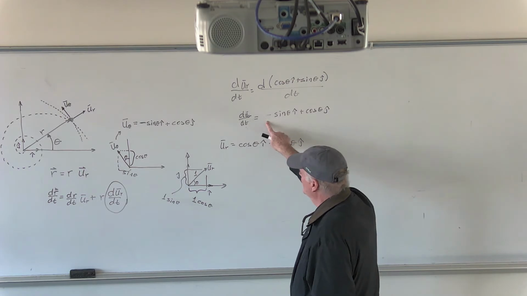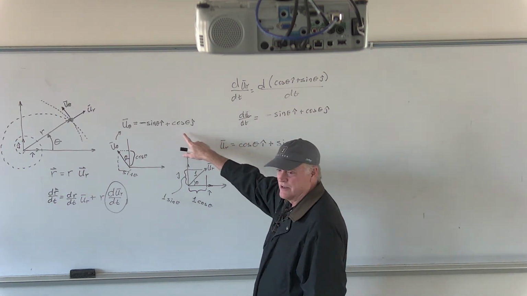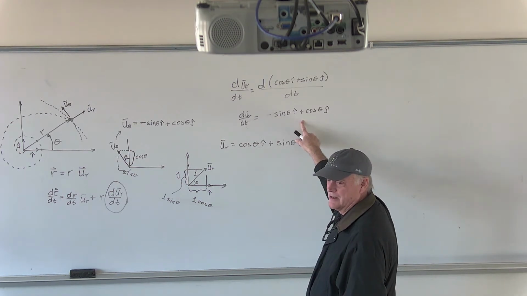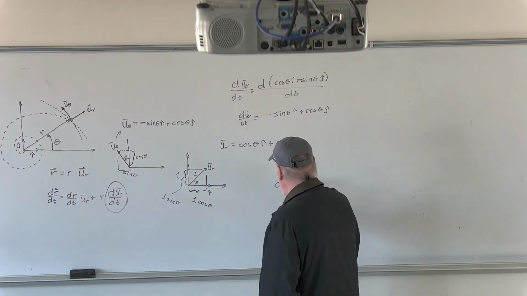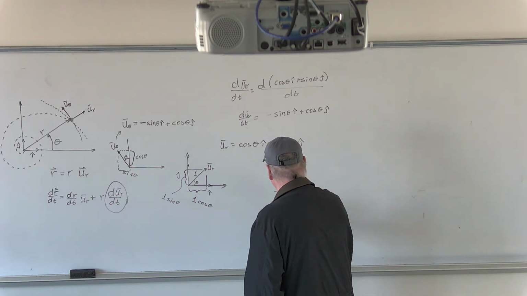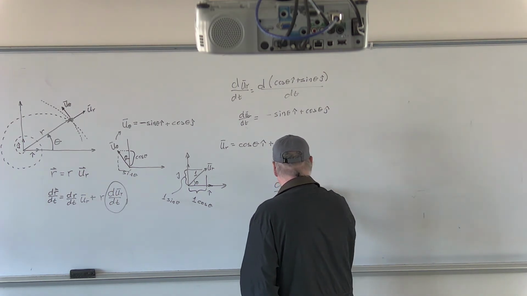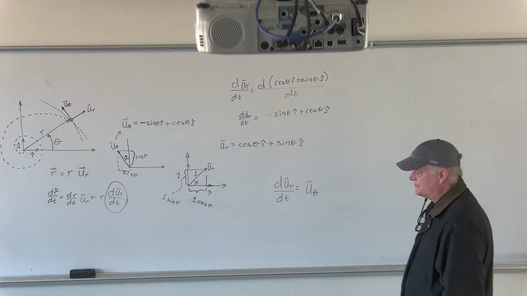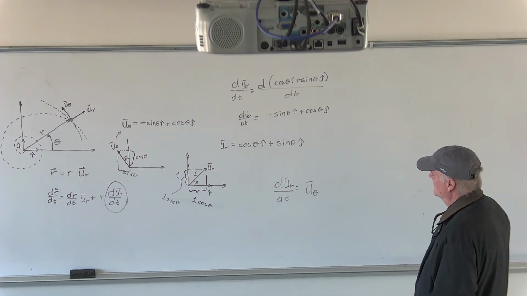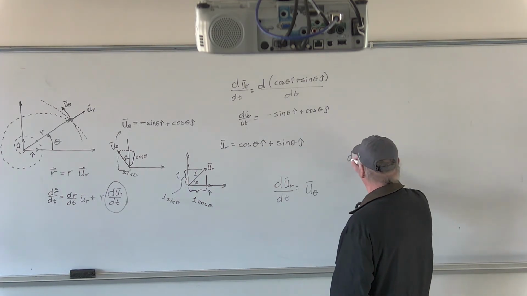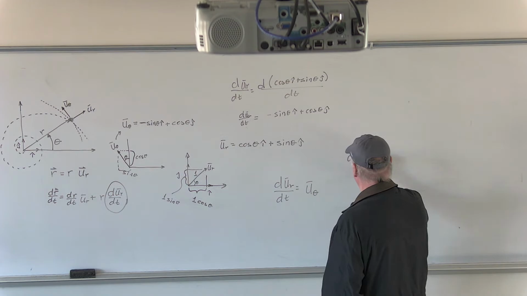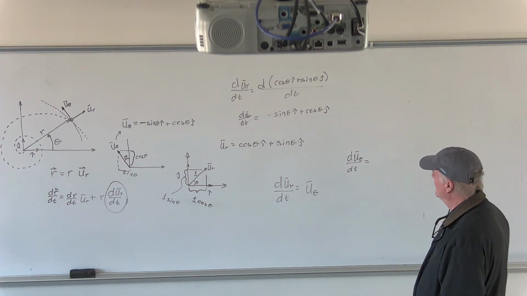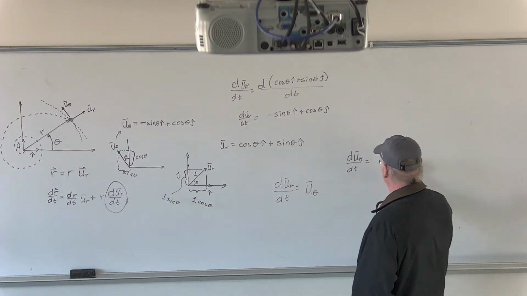Notice what this is, and notice what that is. They're the same thing. So if you take the derivative of UR with respect to time, you get U theta. What do you think happens if you do this? Derivative of U theta. I said I wasn't going to do this, but I might as well.